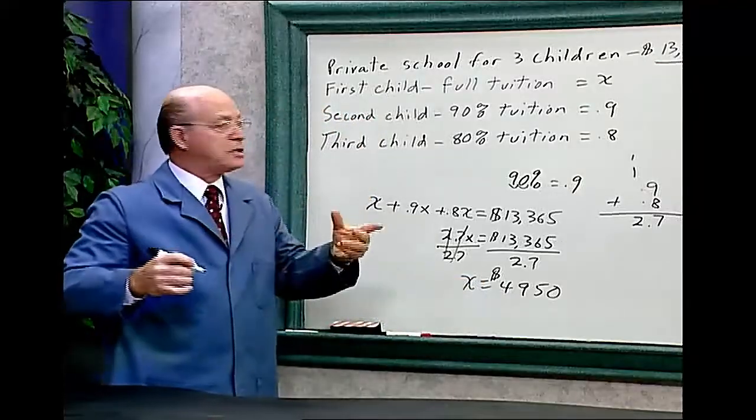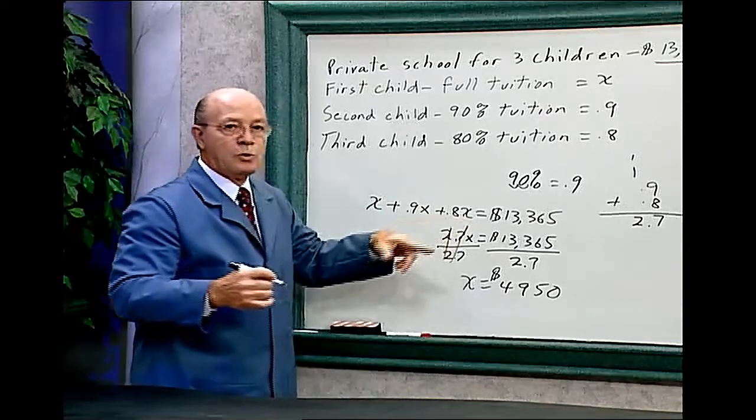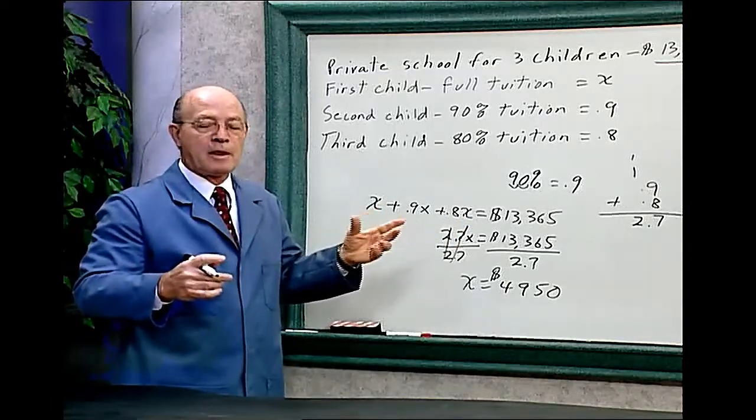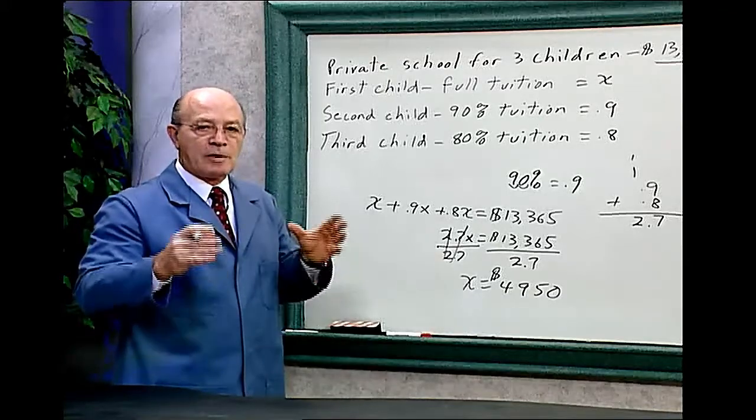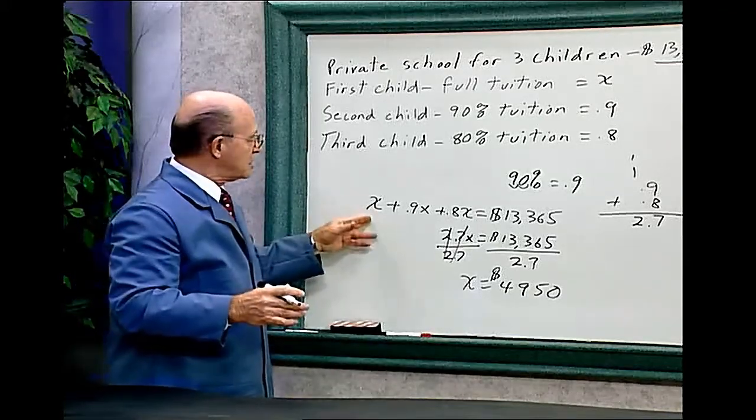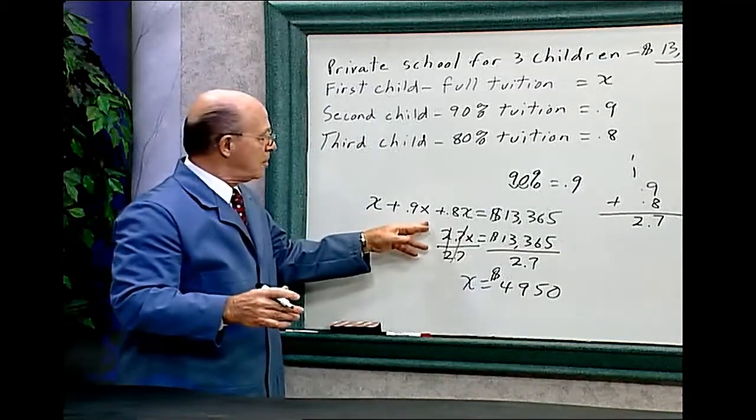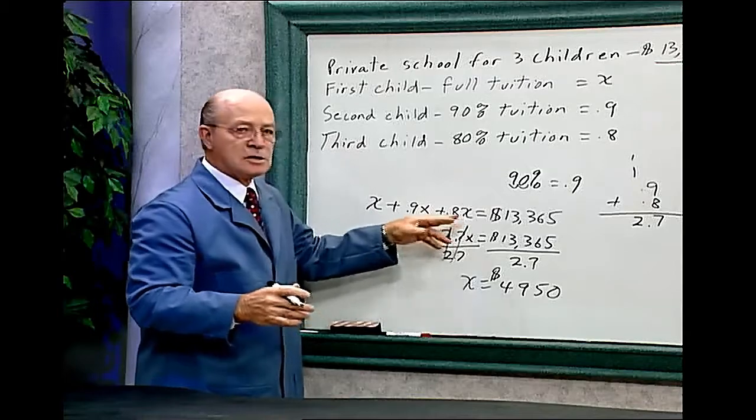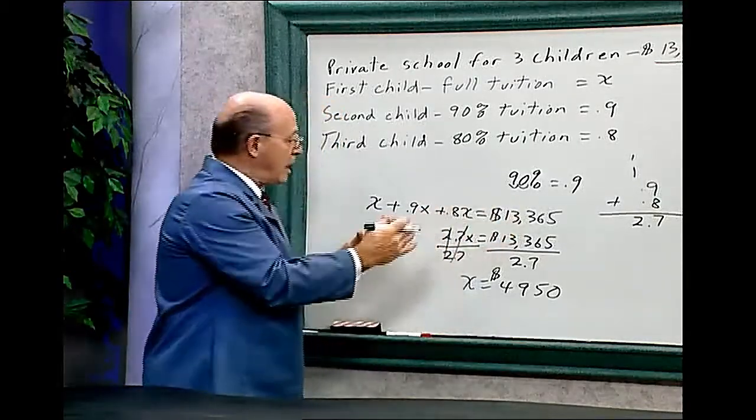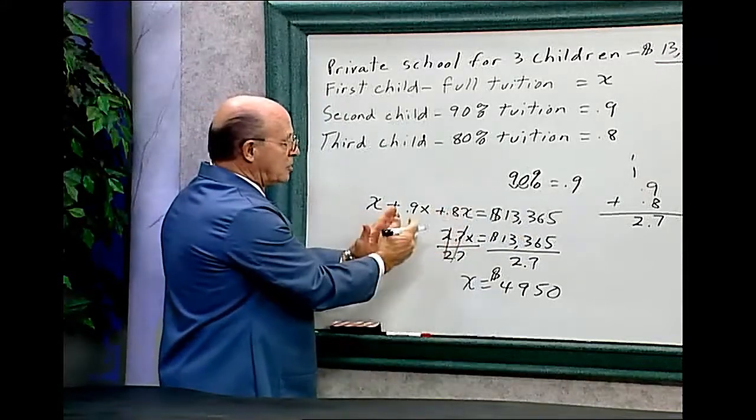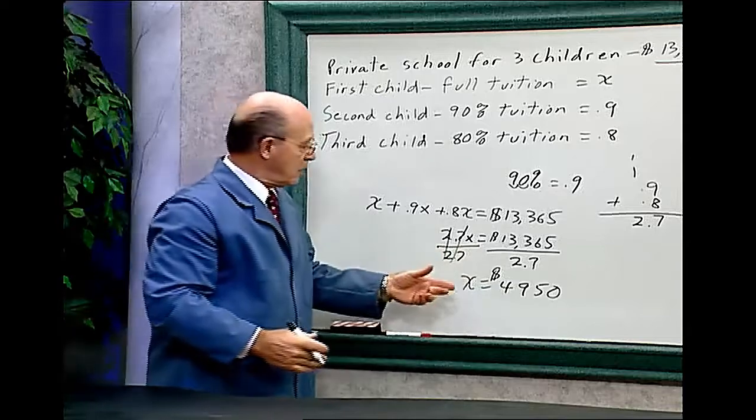By making an equation out of this problem and then combining the like terms, we were able to solve this problem. And again, I want to stress, use logic. It ought to make sense to you. X plus 0.9x, or 90% of that full tuition, plus 0.8x, or 80% of the full tuition, equals this amount. And all we had to do then is combine these like terms together, then isolate the x, and we found the answer. X equals $4,950.